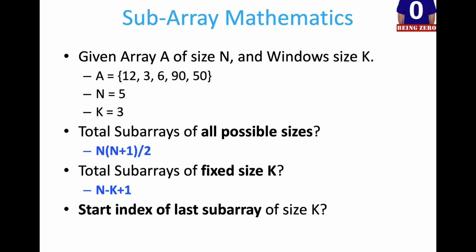Now, the last question is: what is the last start index at which a subarray of size k will start? We know if k is 3, then 6 is the last element where a size 3 subarray can start, because it will be 6, 90, 50. After 6, we cannot have a subarray because there are only 2 elements left after that. If you want to come up with the index of that element, the index comes out to be n minus k. So n minus k is the start index in the array where the k size subarray starts. So this is the last subarray's start index.